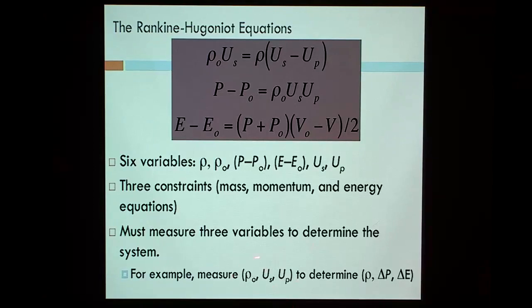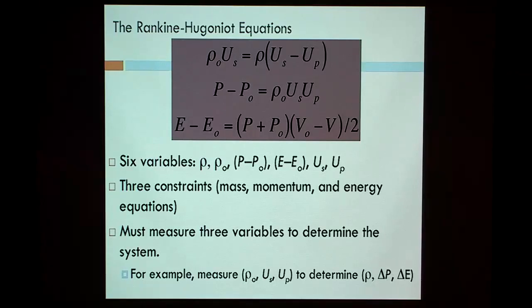If you can measure those things, you can use the Rankine-Hugoniot equations to determine the density of the shock state, which is otherwise a very difficult thing to measure if you can't do diffraction on it, okay? And you can't do an Archimedean immersion density on it or anything like that. The pressure behind the shock front, which is otherwise a very difficult thing to measure. We have very few absolute ways to measure pressure, okay? And the energy change across the shock front, which also is a difficult thing to measure directly. It's like doing calorimetry at high pressure.